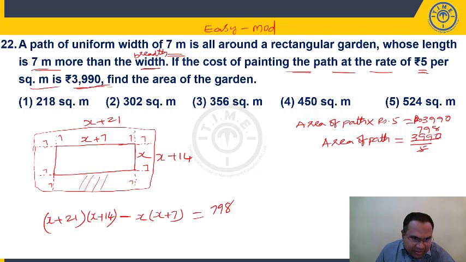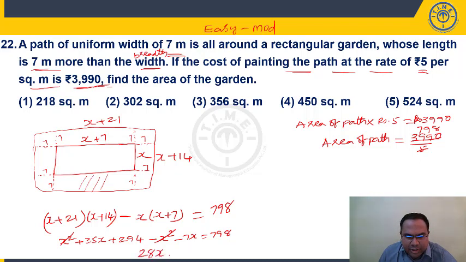Laying a path 7 this side, 7 this side. So plus 7 plus 7, 14, x plus 14. Now x square plus 21x plus 14x is 35x. 21 into 14 is 294. Minus x square minus 7x is equal to 798. X square cancel. 35x minus 7x is 28x plus 294 is equal to 798, right?